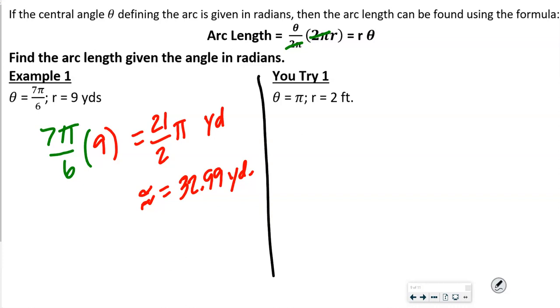Okay, so go ahead and do this one. All you're doing is the radius times our theta, and then we're going to do that as an exact measure and as an approximation. So you're just doing what? Pi times 2, right? And that's feet. And then just multiply 2 times pi, and I think that's 6.28, right? Feet. Okay, so that's our exact, and that's our approximate.